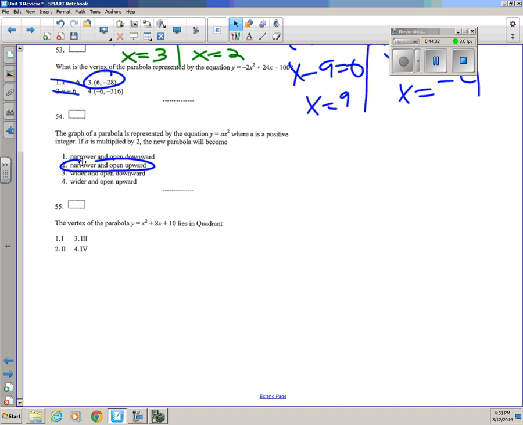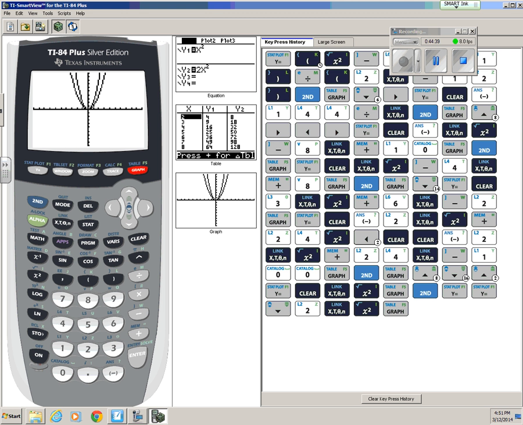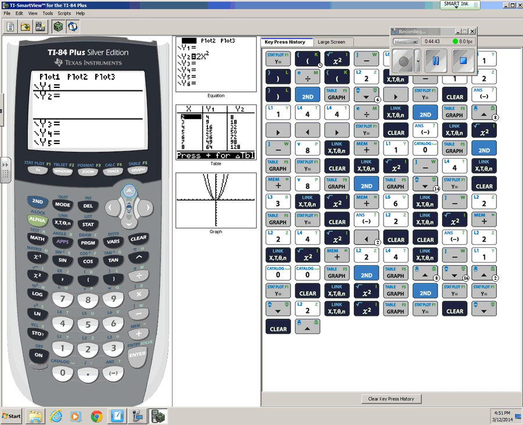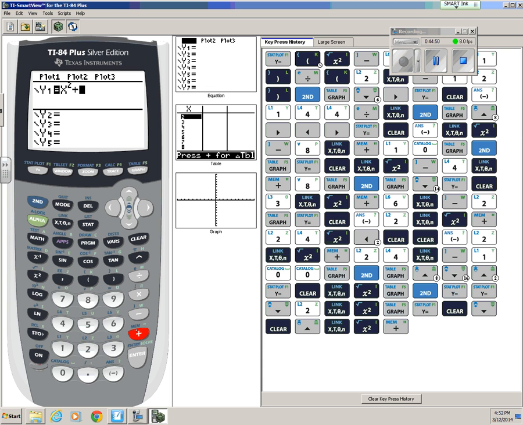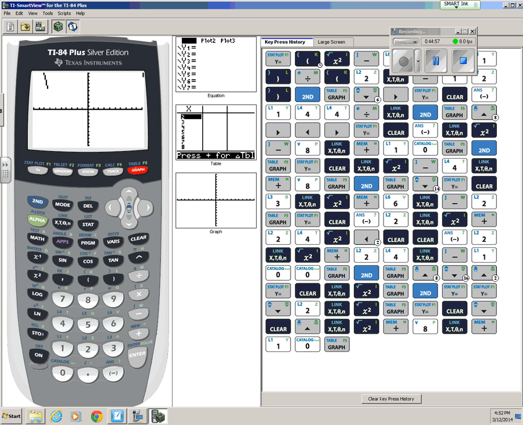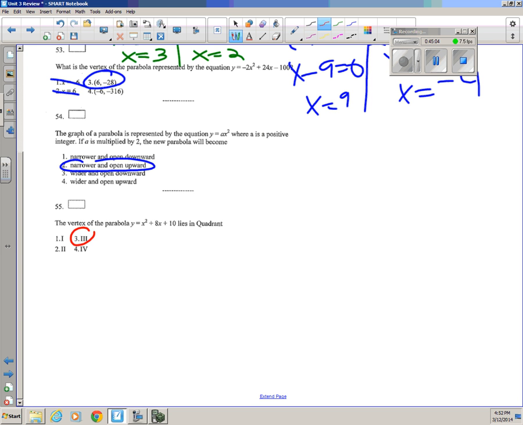Last but not least, 30 seconds to go. Which quadrant does the coordinate lie in? So go back to y equals, clear out. X squared, I don't think I'm going to make it. X squared plus 8x plus 10. Let's graph it and figure out which quadrant this thing lies in. Quadrant 3 right here. I think we just did it. Quadrant 3, choice 3. Time is up.